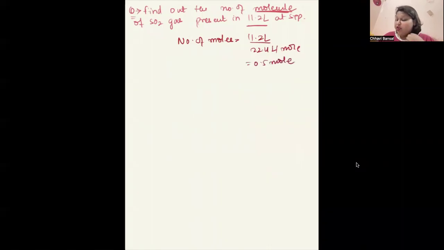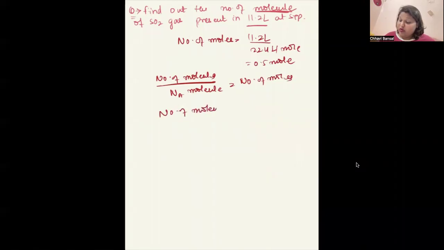Okay. And number of molecules will be equal to NA times the number of moles, right? So can I write number of molecules of SO2 equals 0.5 into NA, which is 3.011 into 10 raised to power 23 molecules.